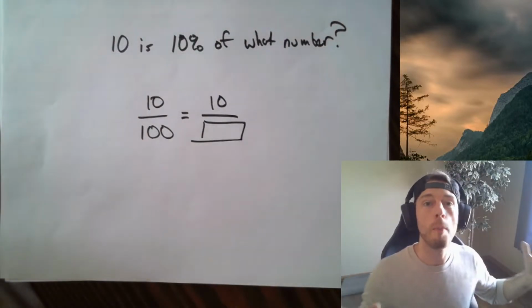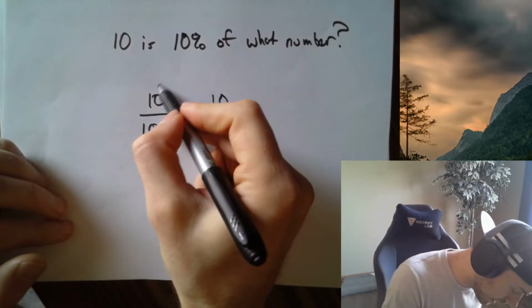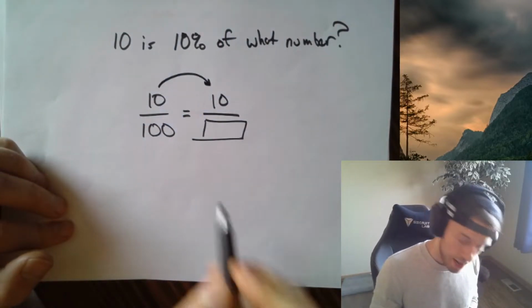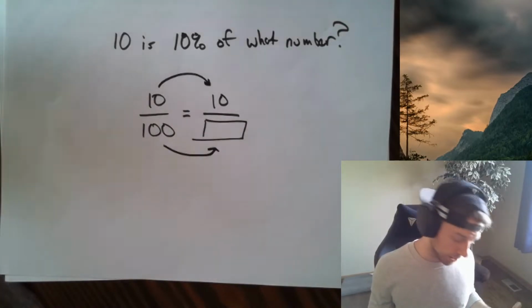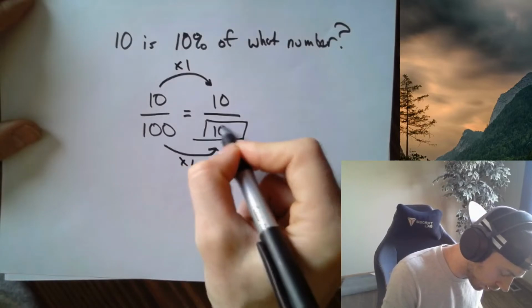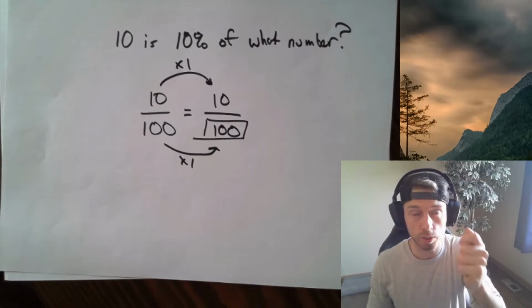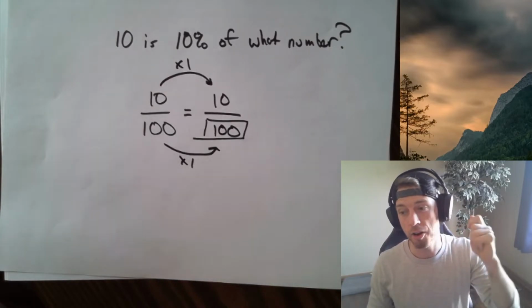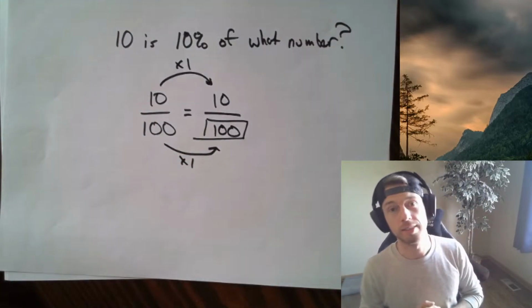And given what we know about fractions and equivalent ratios, all I have to do is figure out what I did to this 10 to get to here, and I'll do the same thing to the 100 on the bottom here, and then I'll figure out what my answer is. So 10 times 1 is 10, and 100 times 1 is 100. So basically, if I told you that $10 bill I was holding was 10% of my money, that would mean I had $100 total, because 10% of 100 is $10.